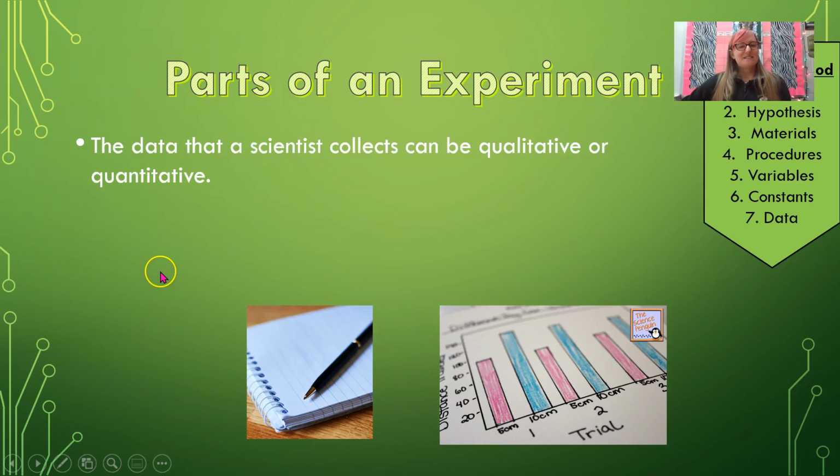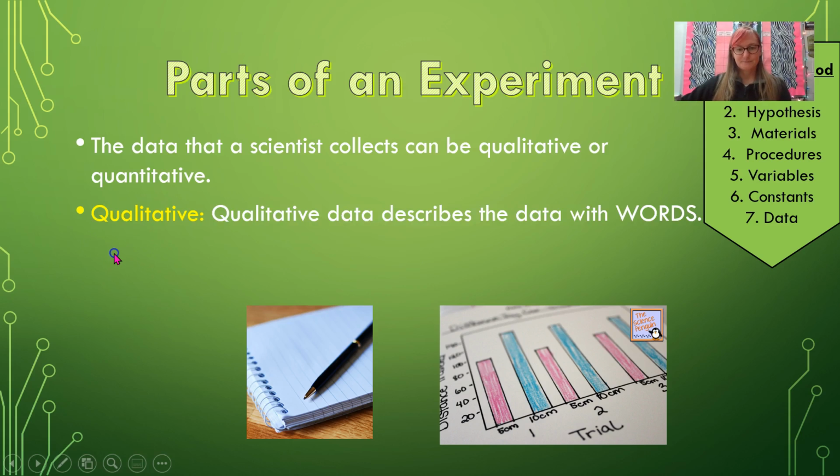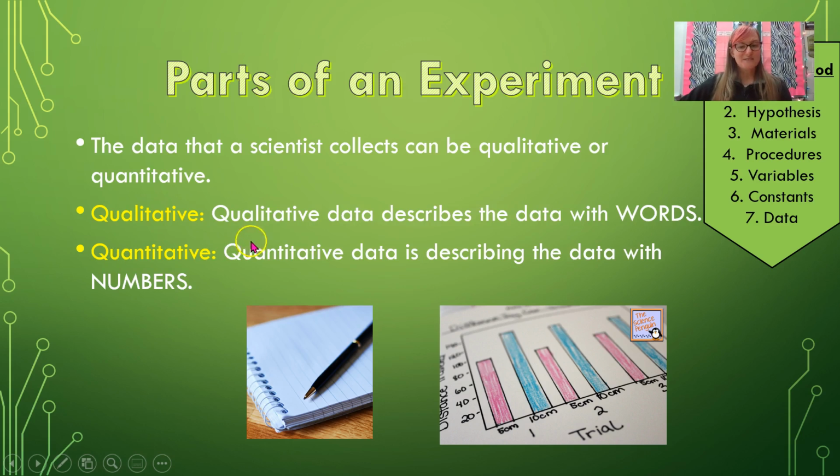The data that the scientist collects can be qualitative or quantitative. Qualitative means that we're talking about different qualities. Maybe we're talking about whether or not something changes color or whether a texture changes the way that it feels. Whereas quantitative is talking about numbers. So that could be if we are talking about a temperature change or how long it takes for something to happen. So qualitative data describes the data using words. Quantitative data describes the data using numbers.